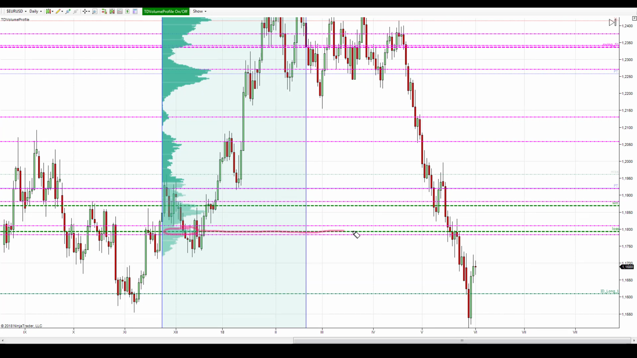So this was the long level. Unfortunately, the price went past it without any reaction. The sellers on the euro are pretty strong and aggressive right now. So there was one winning trade and the second level was a losing trade. One winner, one loser on the euro.